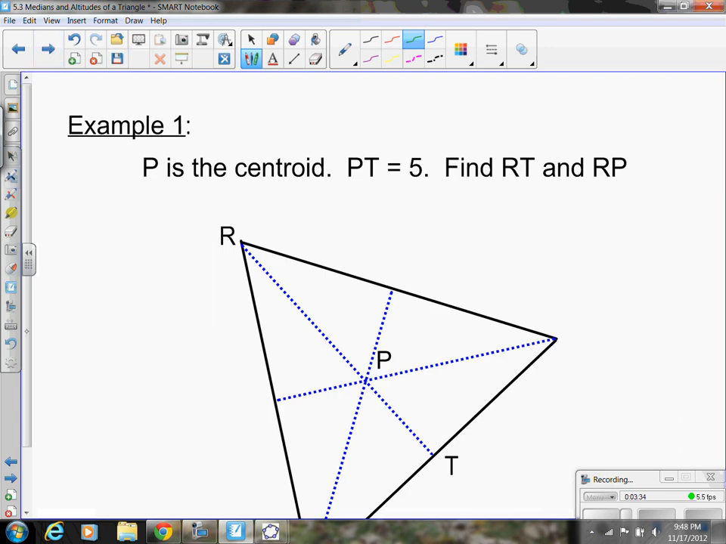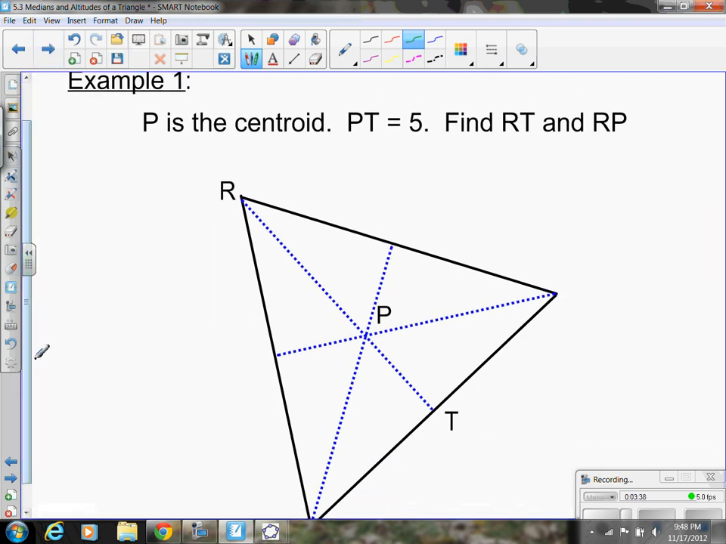Now, we're going to use that theorem about how these segments relate to each other to find different pieces. So we're given that PT is 5. So if this is a homework problem, I'm going to redraw it in my paper and label the given information. I want to find RT. RT is the whole length, and RP. So how does PT relate to RP? Remember, this is 1/3 the whole, this is 2/3 the whole, so RP is twice PT. So if I double 5, this segment has to be 10.